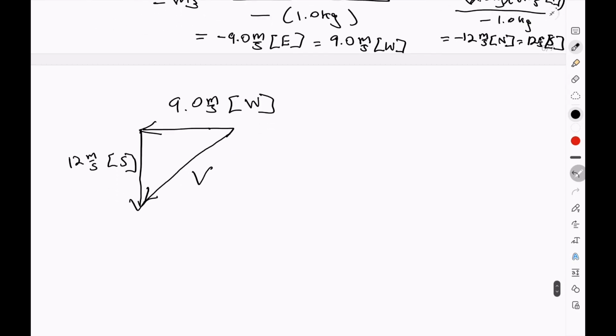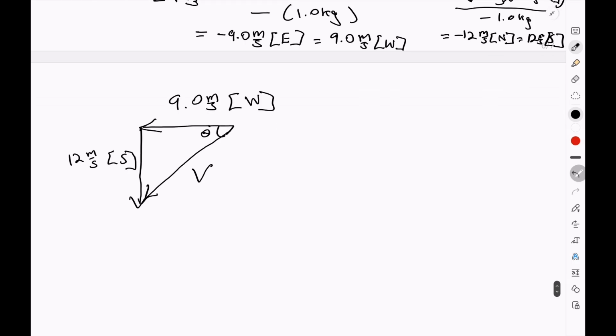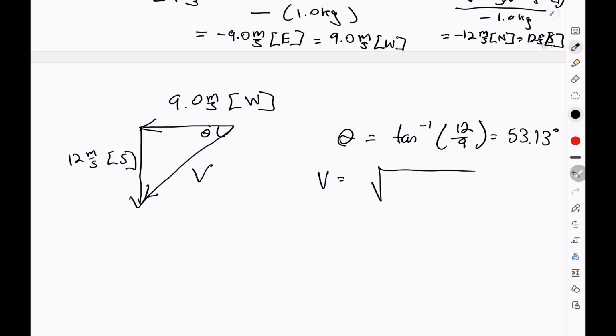Okay. So there's an angle created here, and to find that angle we can use trigonometry. So tan inverse of 12 over 9. This gives us 53.13 degrees. And V can be found using the Pythagorean theorem. So 12 squared plus 9 squared. So V is equal to 15.